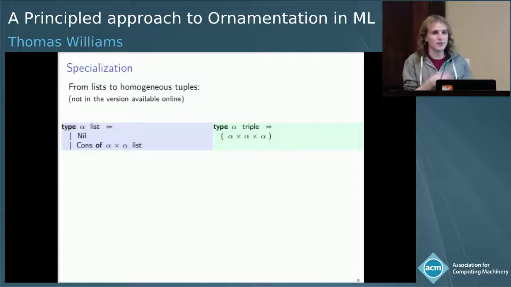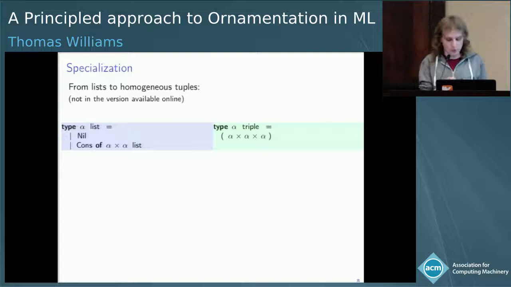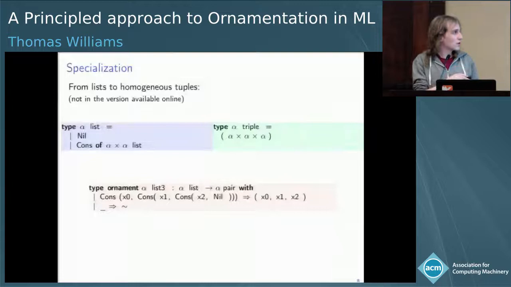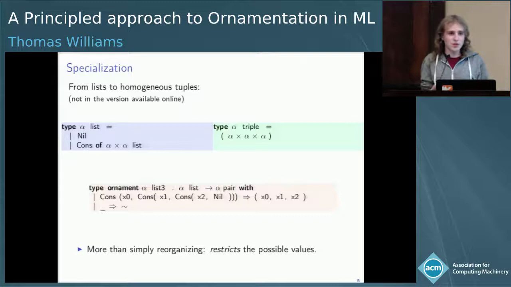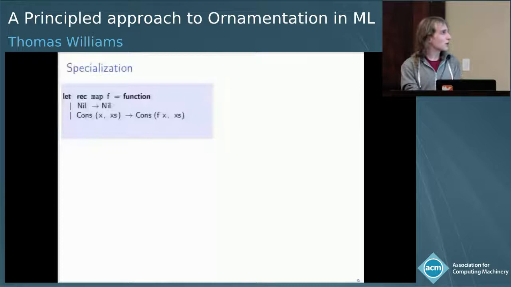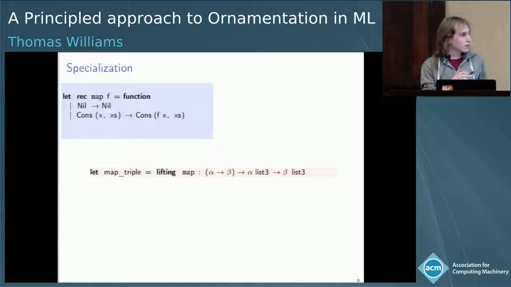So let's write the type of homogeneous triple. And we can define the transformation from list of three elements to triples using an ornament. So the list of three elements is mapped to the triple, and all other cases are mapped to the empty pattern. So this is an incomplete ornament, and we have restricted the possible values. Now, if we start with some function operating on lists, we can ask for its lifting to triples.